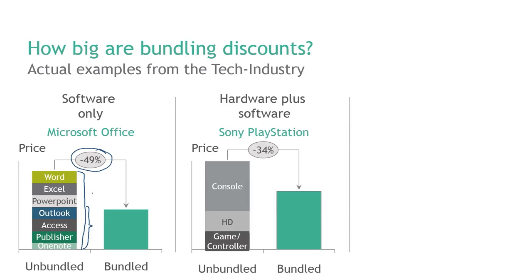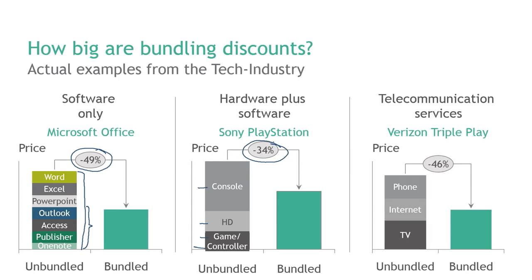The second example is hardware plus software. And here I picked the Sony PlayStation. For a game console, it's not really only the console itself, but you also need a hard drive, and then you need a controller, and finally the games. So Sony bundled it to basically have the consumer carry home one box. They can unbox it, plug it in, and start playing right away, which is fairly appealing. And they gave around a 30% discount to that bundle.